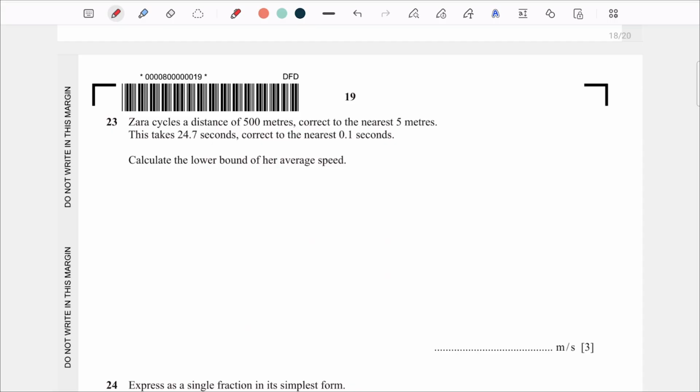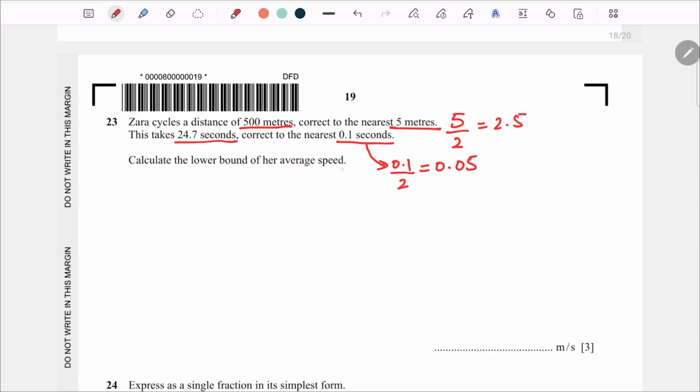Question number 23. Zara cycles a distance of 500 meters correct to the nearest 5 meters. Nearest 5 meters means that in order to find the uncertainty, we'll divide 5 by 2 and this will be 2.5. This takes 24.7 seconds correct to the nearest 0.1 second. 0.1 seconds means to find the uncertainty 0.1 divided by 2, which is equal to 0.05. Basically, it's a rule that we divide the nearest by 2 to get the uncertainty.